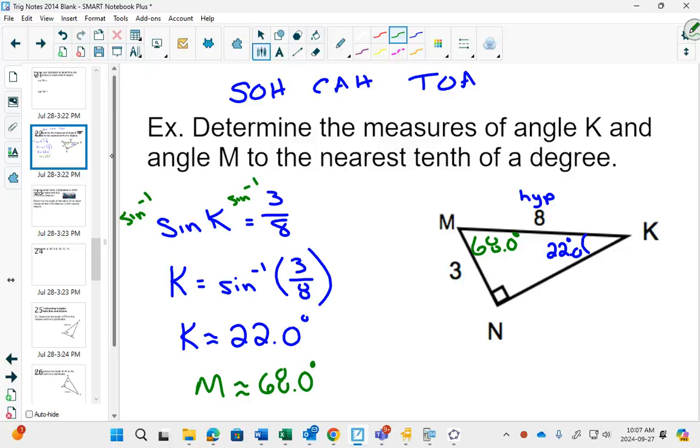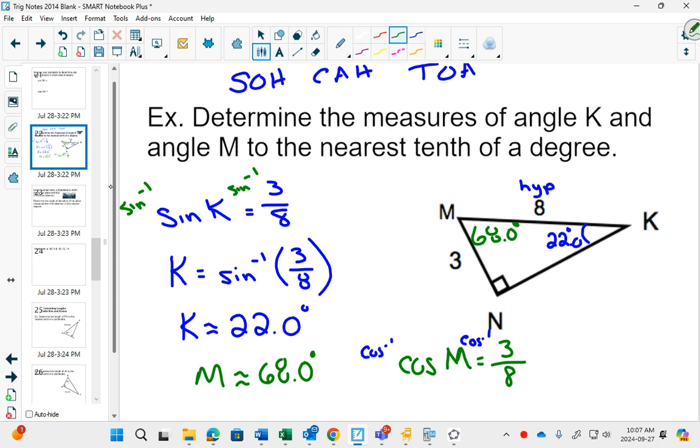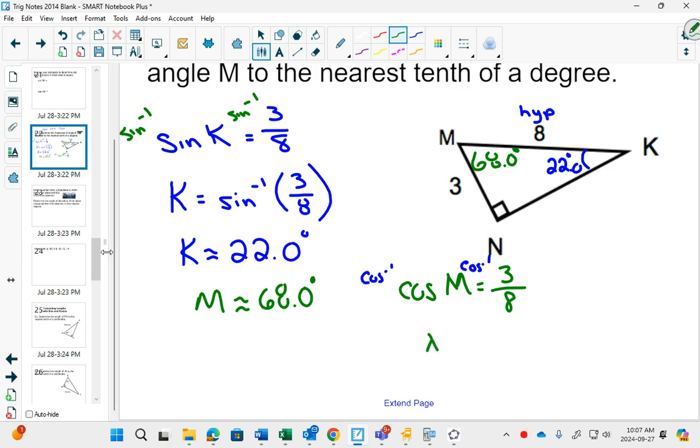I know my hypotenuse, so it's probably not going to be tangent. But now if I'm talking about angle M, the 3 isn't the opposite side anymore. Now the 3 is the adjacent side. So I could have started with cos of angle M is 3/8. And then to get rid of the cos, you would have to do cos inverse on both sides, because that's the opposite of cos. And you would have got angle M equals cos inverse of 3/8.